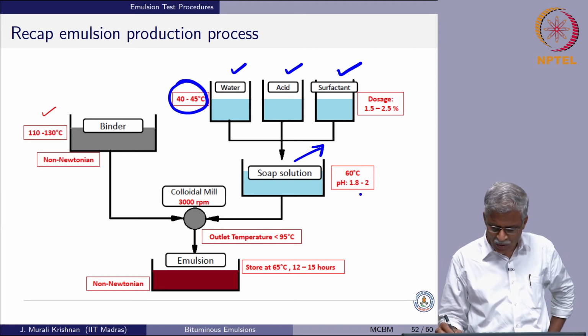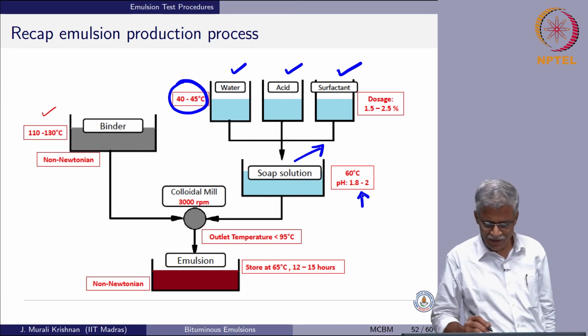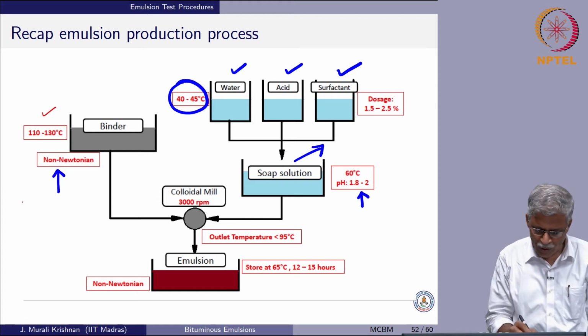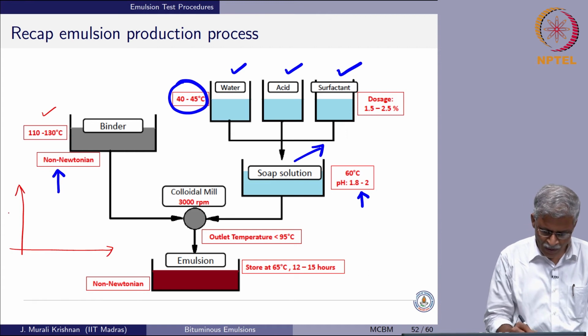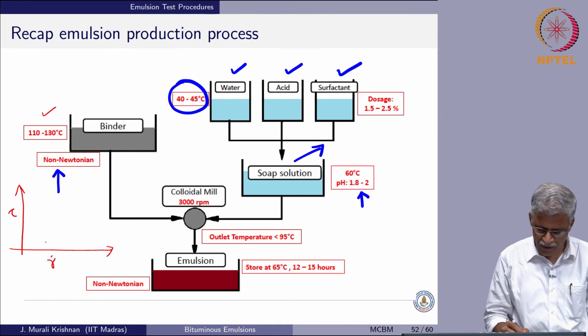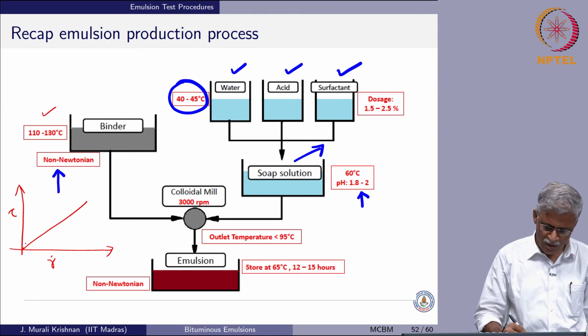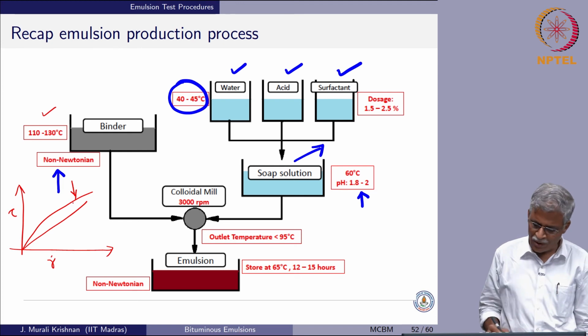The pH now becomes, keep it at around 1.8 to 2. You can keep this temperature around roughly 60 degree centigrade. Now, this material is non-Newtonian. So, when it is non-Newtonian, you know what I mean, shear stress to shear rate. So, it is going to be a shear thinning material. So, this is what your binder is going to be.